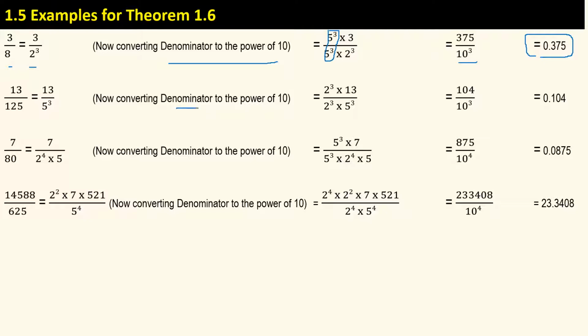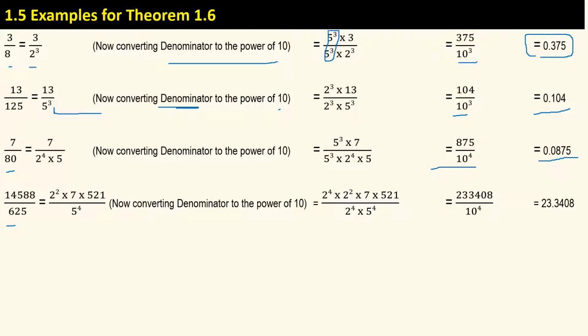and if we convert the denominator into a power of 10, we get 2 raised to power 3 multiplied by 13 whole divided by 2 raised to power 3 into 5 raised to power 3, which is equal to 104 divided by 1000, which is equal to 0.104. Now another example is 7 divided by 80. We can write it as 875 divided by 10 raised to power 4, which is equal to 0.0875.